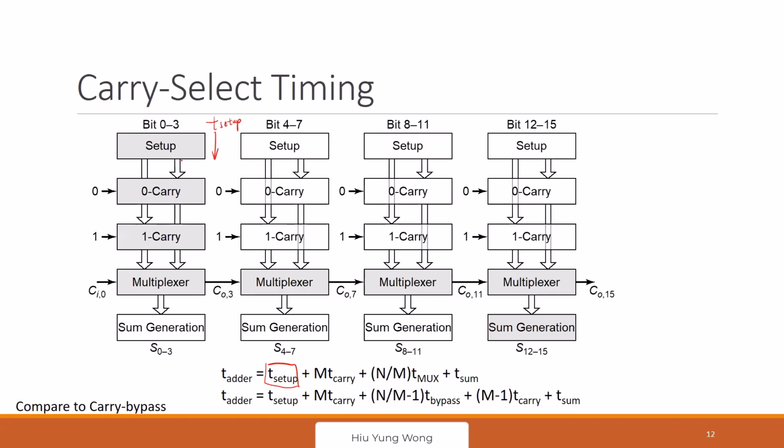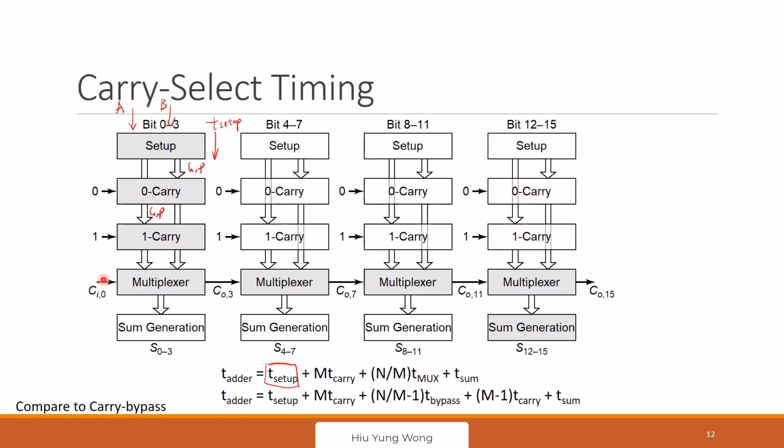Now, once I'm done with the T setup, remember here come in the A and B's. So here it generates G and P, but you have 2 sets of hardware. Okay, you are wasting energy and also area. But you see, at this time, all of these blocks have the carry ready. Whether your carry in is 0 or 1, I don't care. I have it computed already.